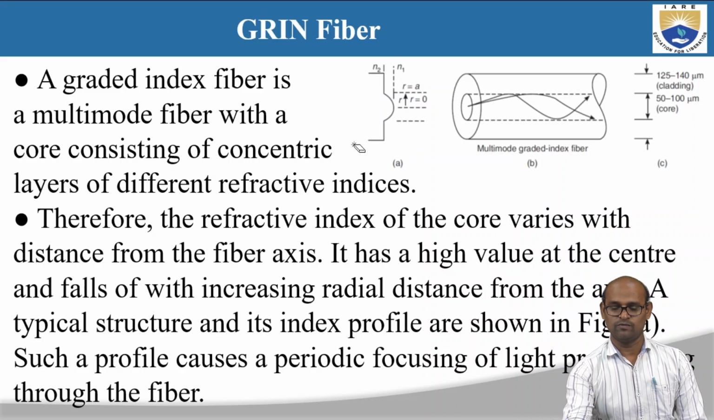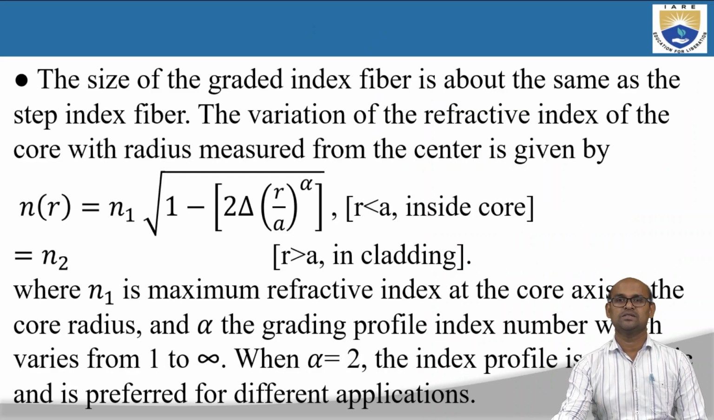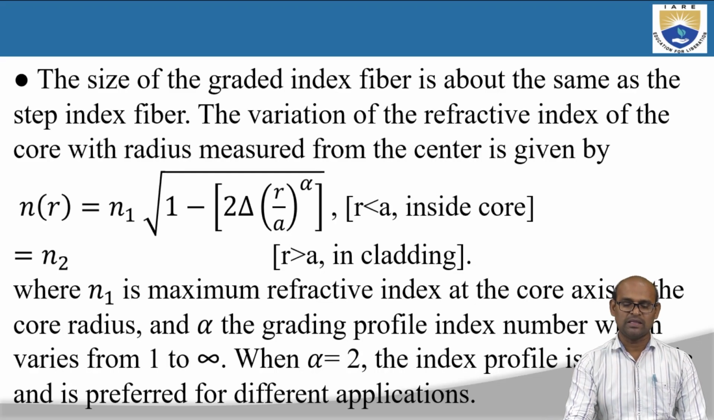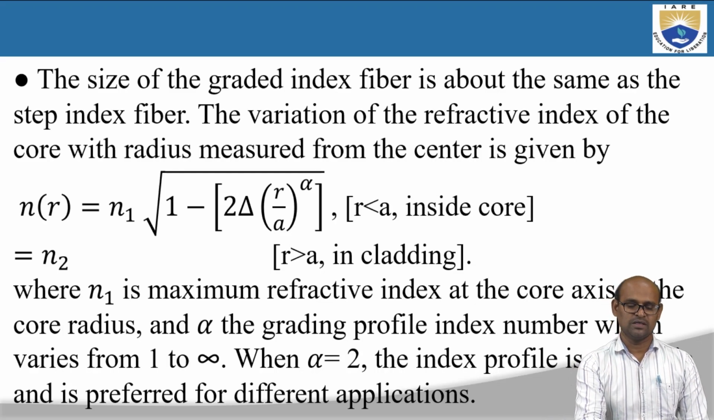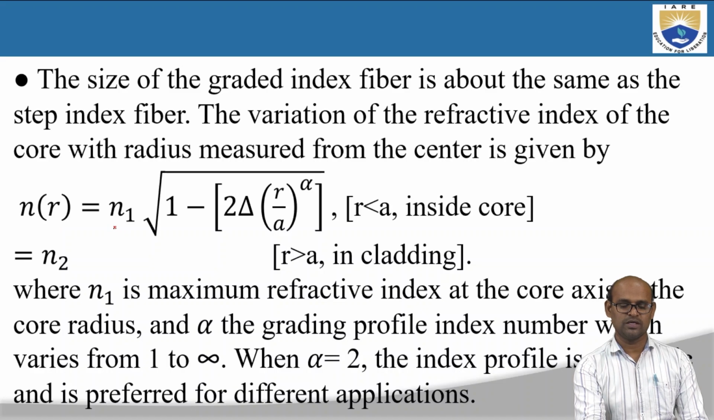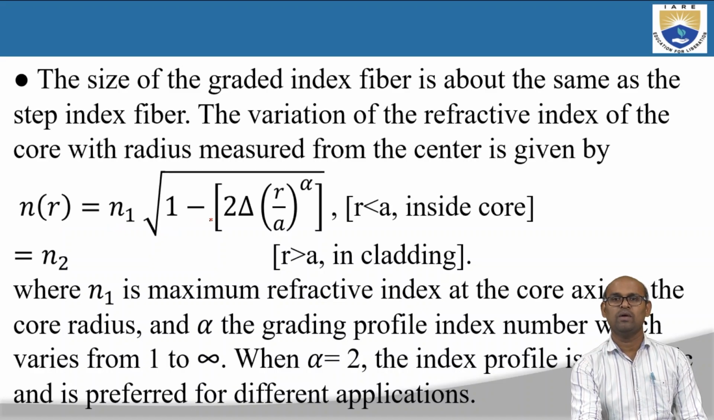propagating through the fiber. So the size of this graded index fiber is about the same as the step index fiber. The variation of the refractive index of the core with the radius measured from the center is given by this. So mathematically, we are just giving the refractive index profile here. n(r) is the refractive index profile with the distance r, which is equal to n1 times the square root of 1 minus 2 delta times (r by a) to the power alpha, when r is less than a.